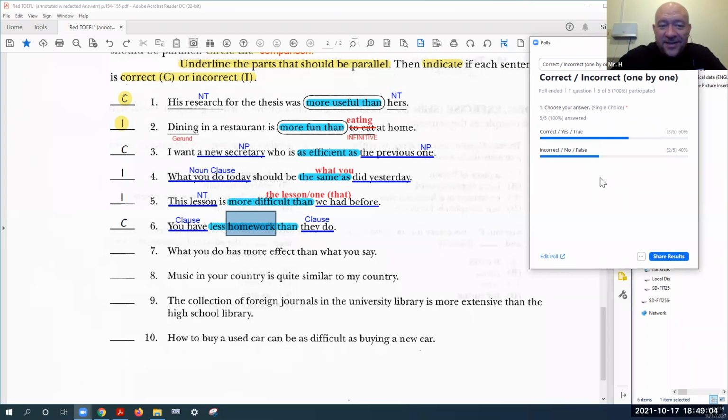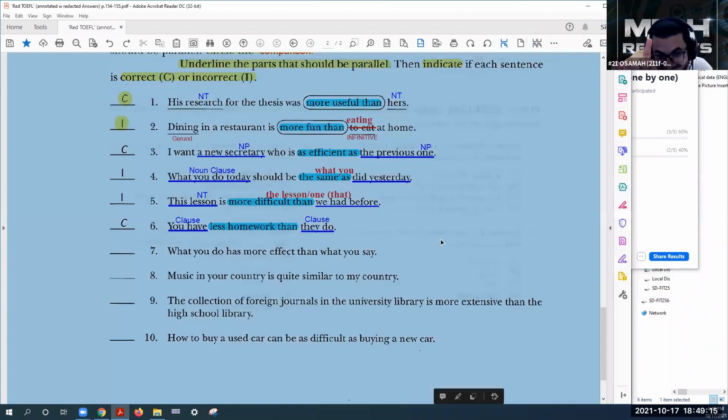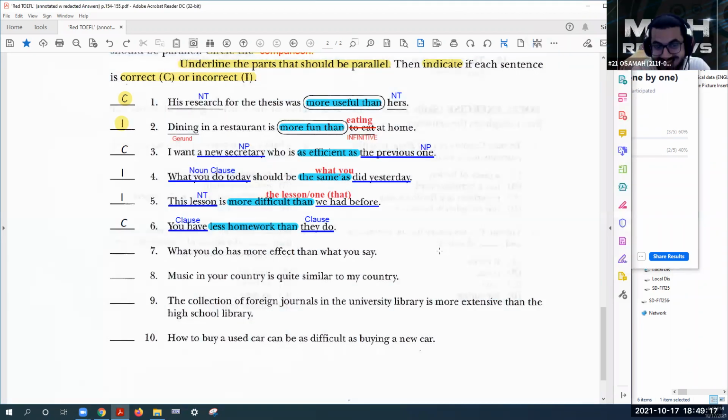Osama? And Al-Harbi. Osama, section 5. Explain it. I put it incorrect. Why? Because I think we have to say "do has much effect." Can you give us the formula, please? Start with the formula. "Do has more effect than what you say." Just let's start with the comparison. Always the comparison. More effect than.